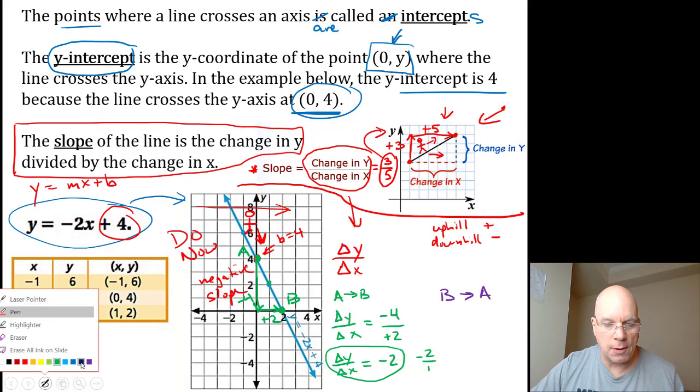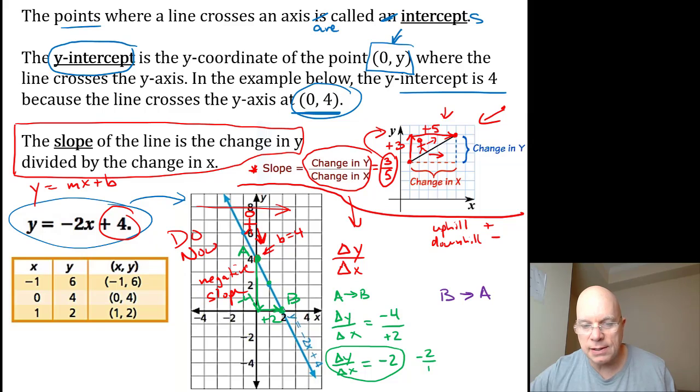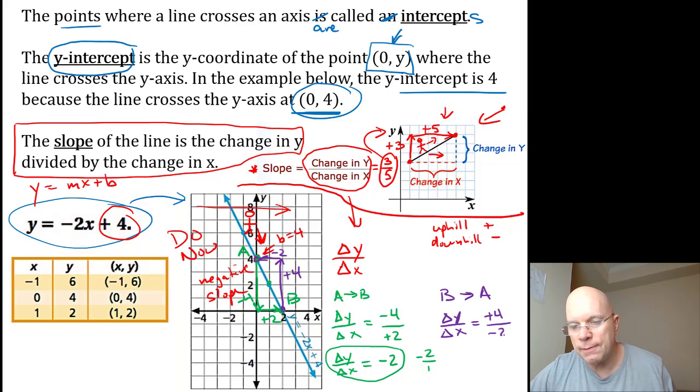Let me get the purple and show you that if I started at B and I went to A. If I go from B to A, now if I'm at B and I'm trying to get to A, my delta y would be +4 this time because I need to move up 4. Alright, so delta y is +4. But then in order to get to A, I need to move 2 to the left. So that's a change in x of -2.